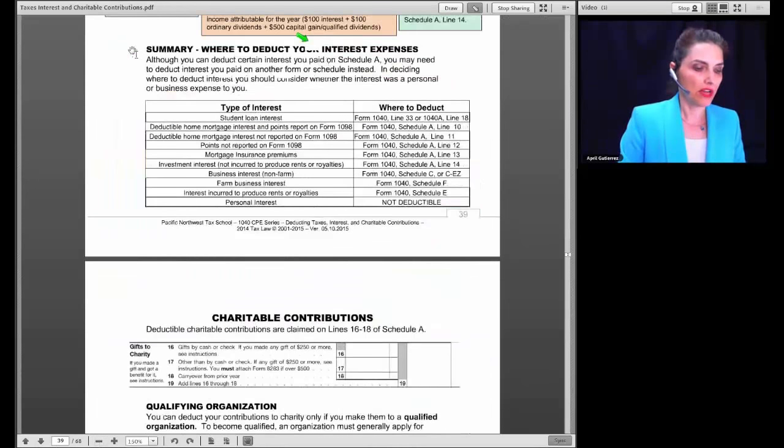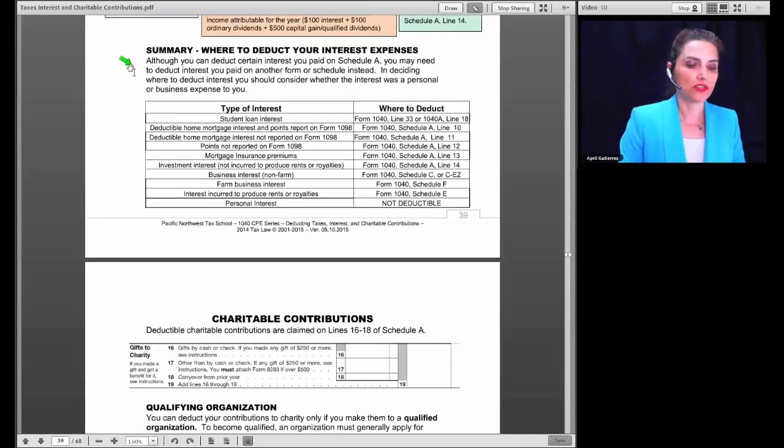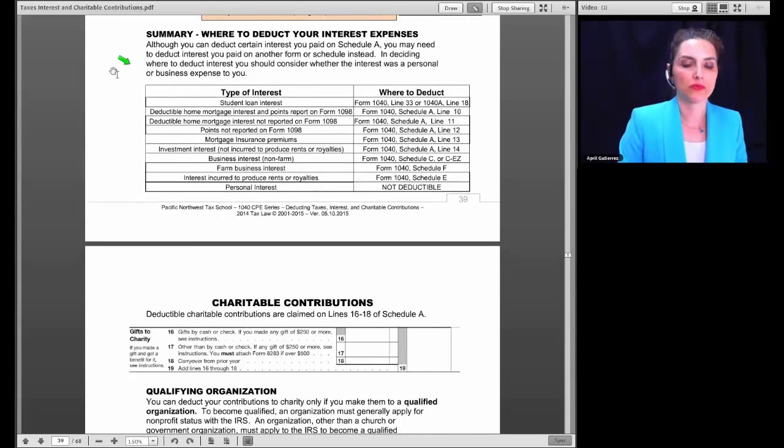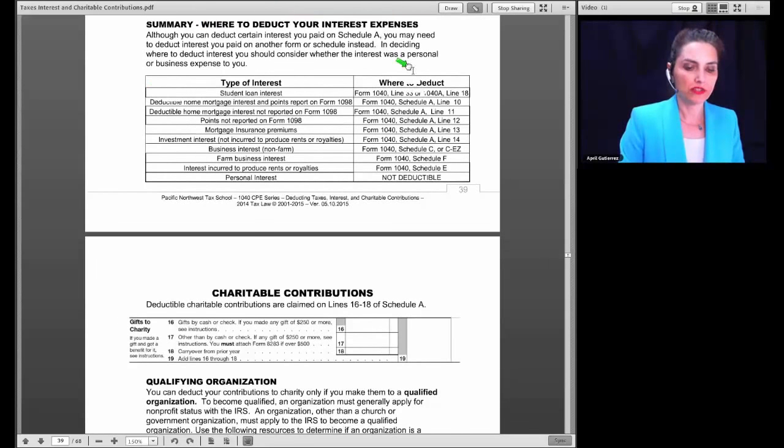Here is a summary of where to deduct your interest expenses. Although you can deduct certain interest you paid on Schedule A, you may need to deduct interest you paid on another form or schedule instead. In deciding where to deduct interest, you should consider whether the interest was personal or business to you. And here is the type of interest and where you can deduct it.